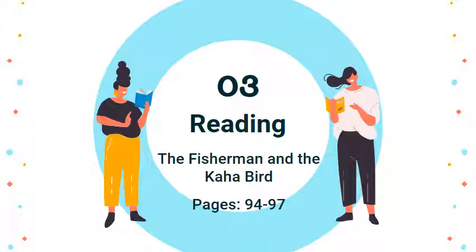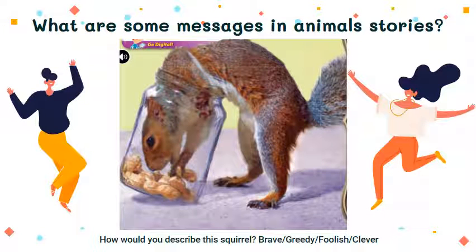Now let's move to our reading lesson, which is The Fisherman and the Kaha Bird. You can go to your Reading Writing Workshop book, pages 94 to 97. But first of all, let's see the big question. What are some messages in animals' stories?